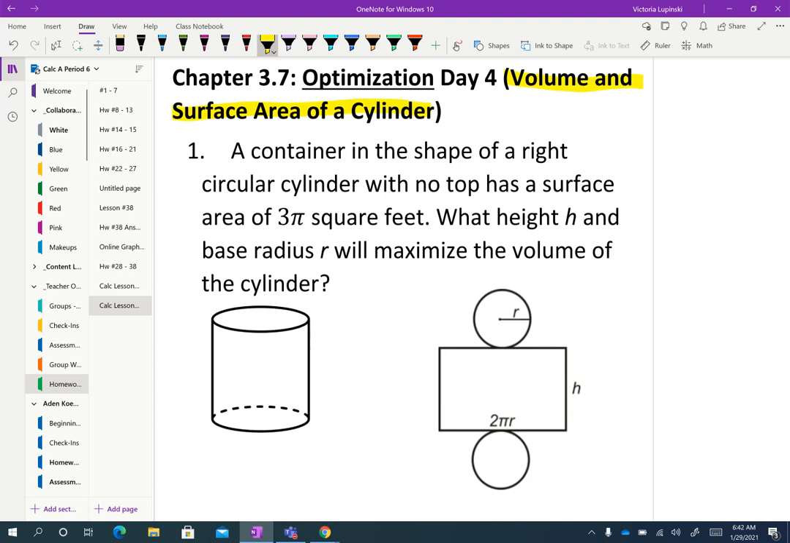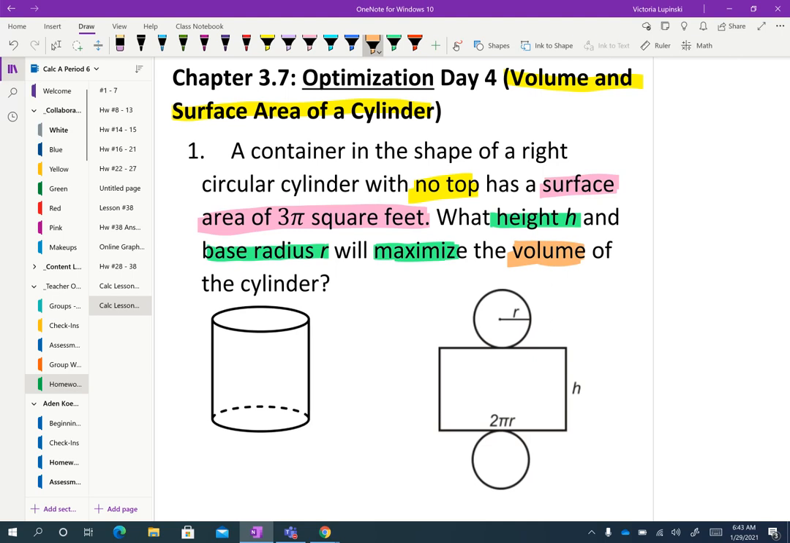So here in number one, a container in the shape of a right circular cylinder with no top, so that's kind of the first important thing, there's no top, has a surface area of 3 pi square feet. So again, surface area is the first piece of information that we know. Then what are they looking for? They're looking for both the height and the base radius r that will maximize the volume of the cylinder. So we have yet another quantity we have to find here, which is the volume.